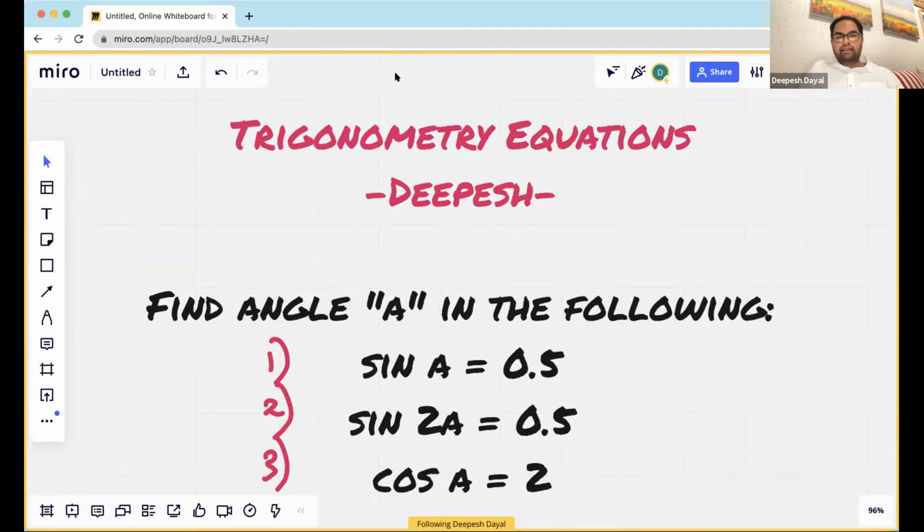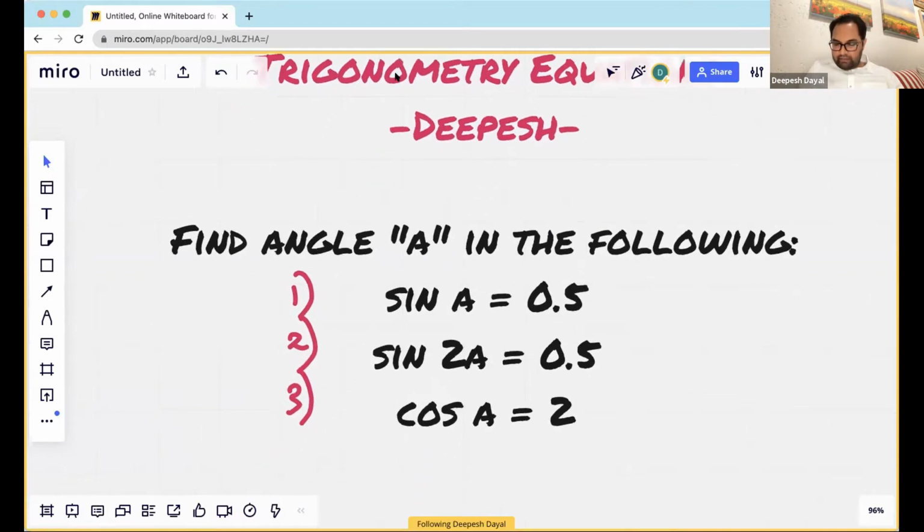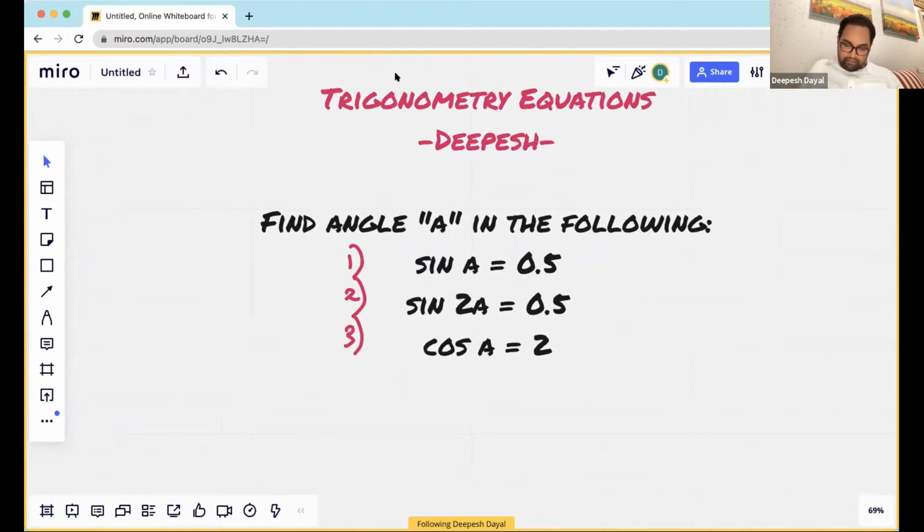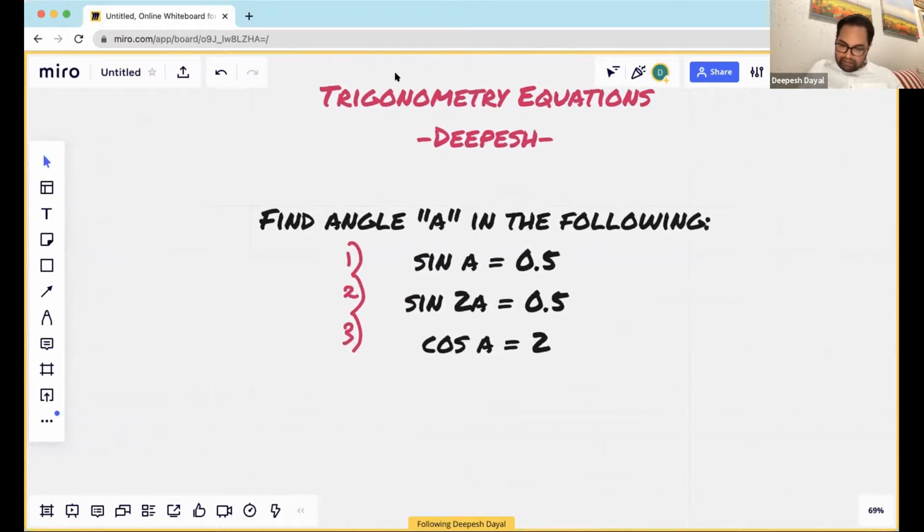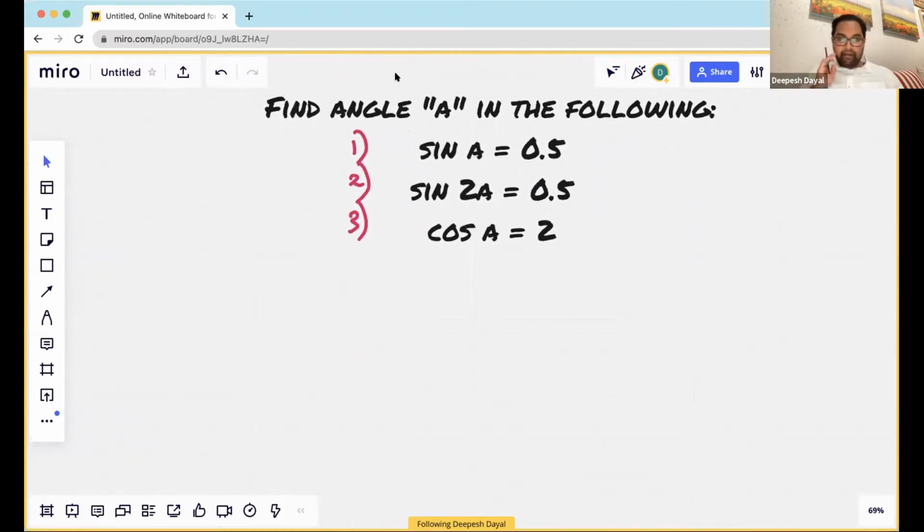Thanks, Lumka. Thanks, Tumelo. Thanks, Sasetu. So I'm going to start answering some of them so I can confirm with you. So we've got the first one, which tells us sine A equals to 0.5, right?